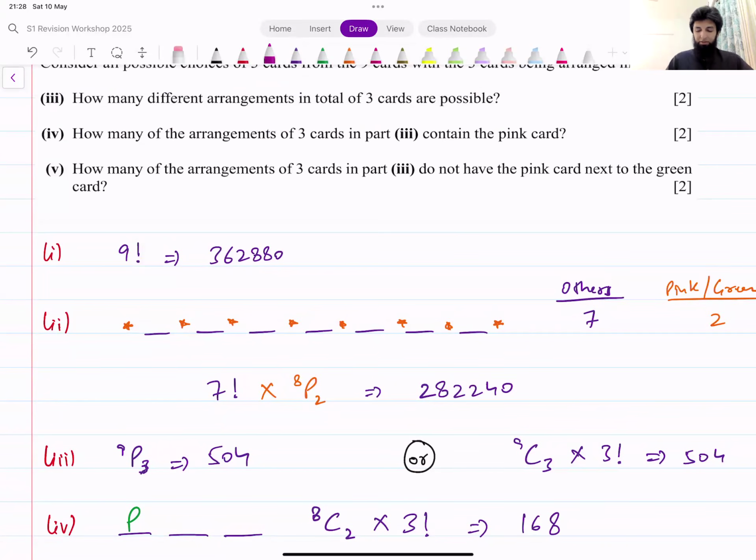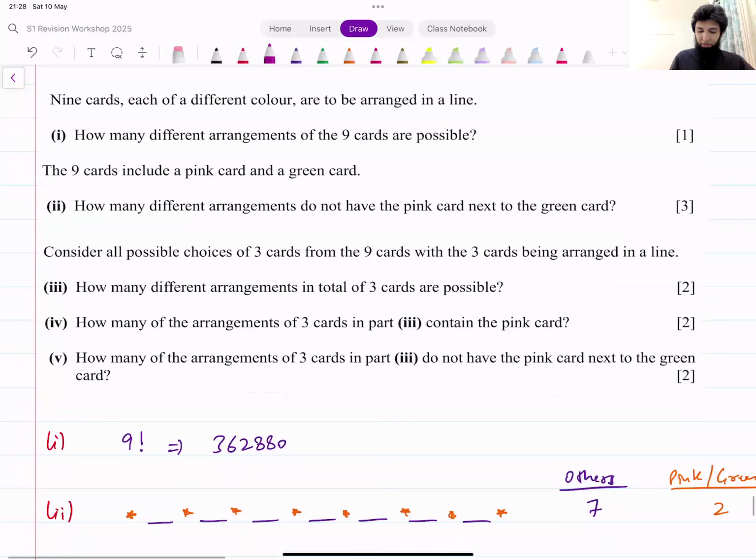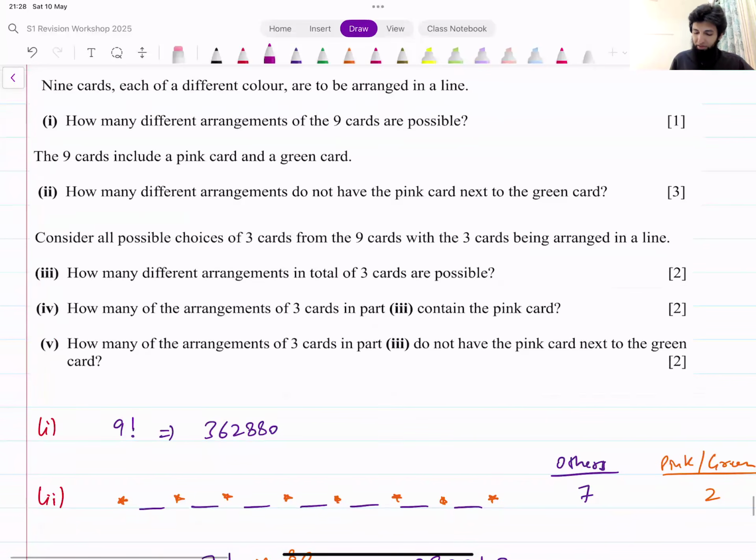Now, there could be multiple cases. If pink and green card are not next to each other, what does that mean? One possibility could be that the 3 cards that are selected do not even have both the cards. So one possibility is that the pink card is not selected and the green card is selected, then they would not be together. Another possible case would be that the pink card is selected and the green card is not selected. In that case as well, they will not be together.